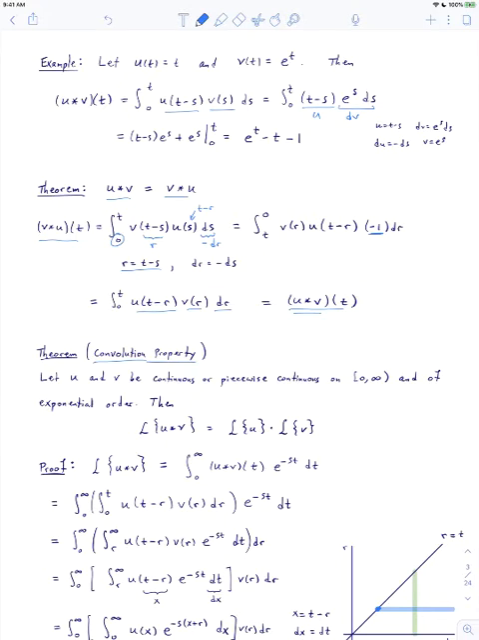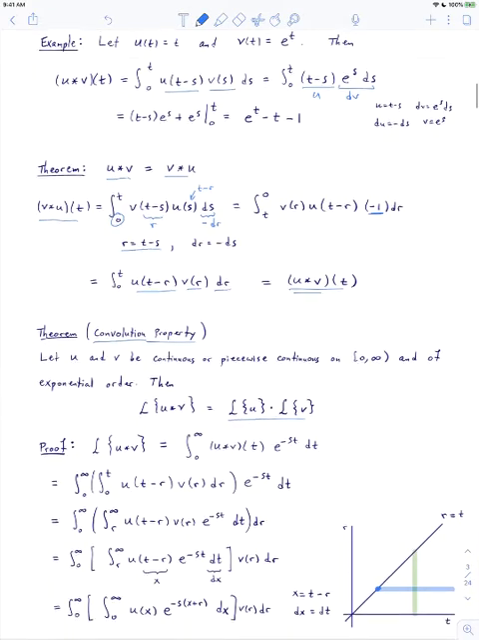Then the theorem is that the Laplace transform of u convolved with v exists and is equal to the product of the individual Laplace transforms. So in other words, the Laplace transform of u convolved with v is equal to the Laplace transform of u times the Laplace transform of v. So the Laplace transform turns convolution into multiplication, which is a very nice property to have. So we can prove this. Let's do that now.